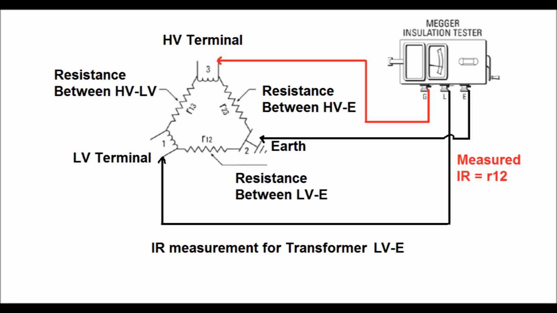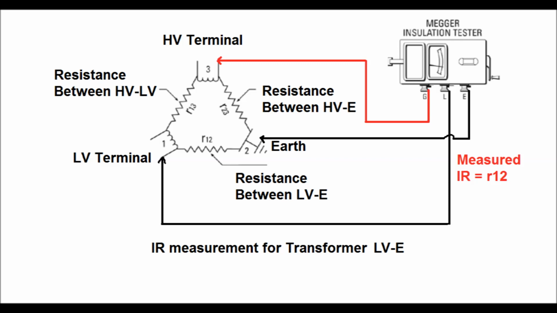Now again, the measurement of the insulation resistance between LV winding and earth, or LV terminal and earth, has been shown in this diagram. In this case, the L terminal is connected to the LV terminal, that is terminal 1, and the earth terminal is connected to the earth. So in order to eliminate the leakage current which is passing through R13 and R23, we will connect the guard terminal to the high voltage terminal or high voltage winding. So here the insulation resistance which is measured will be R12, that is the insulation resistance between LV terminal and earth.